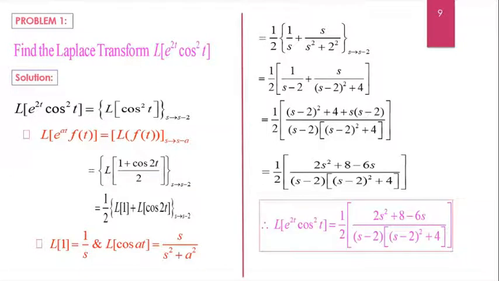Therefore, we conclude that Laplace of e power 2t cos square t is equal to 1/2 into 2s square plus 8 minus 6s divided by (s minus 2) into (s minus 2) the whole square plus 4.